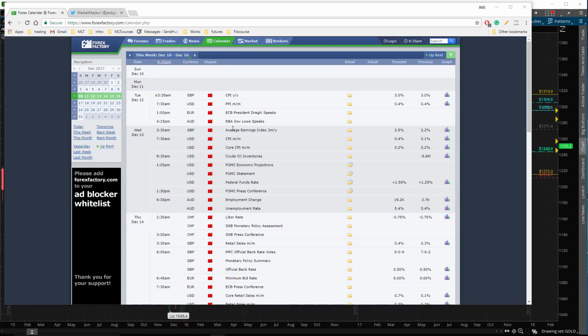On Wednesday at 3:30 a.m., Great Britain Pound Average Earnings Index, and then at 7:30 a.m. we're going to have the CPI and core CPI for the US dollar, followed up by crude oil inventories at 9:30, and then at 1 p.m. the FOMC economic projections, FOMC statement, and the federal funds rate. The Fed is expected to raise interest rates on Wednesday, so something to be aware of.